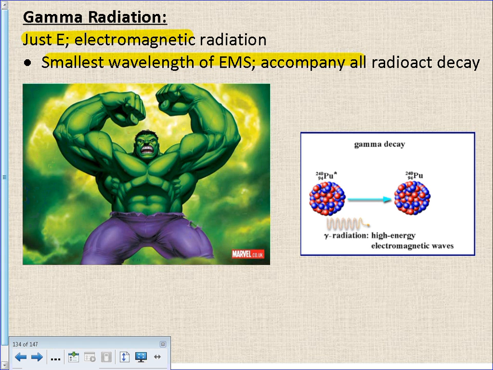All right, so what's next? Gamma. Straight up energy. Nothing crazy, except for the Hulk. It's going to be present in every form of nuclear decay, so it will accompany all forms of nuclear decay. But it doesn't affect the proton number or the mass number. It only affects the stability of the nucleus because it releases excess energy. That's nice because we don't have to write a whole lot in terms of nuclear decay equations for it.